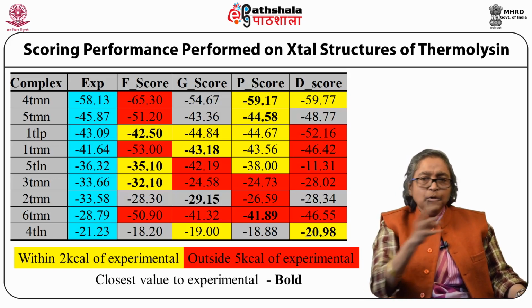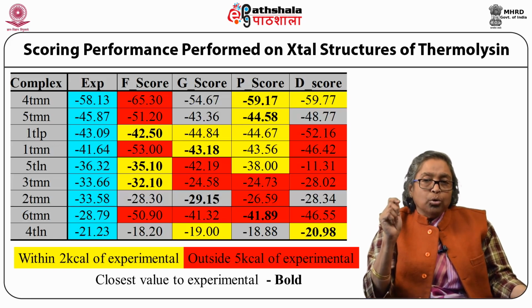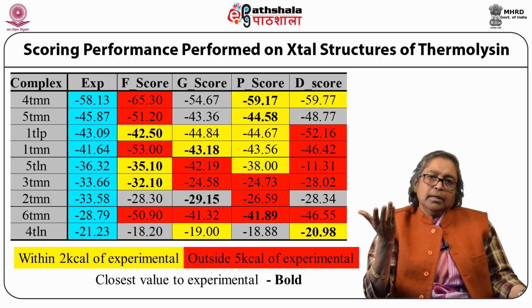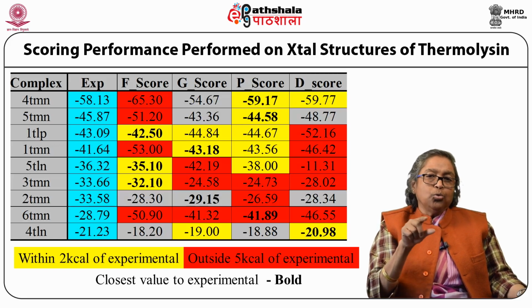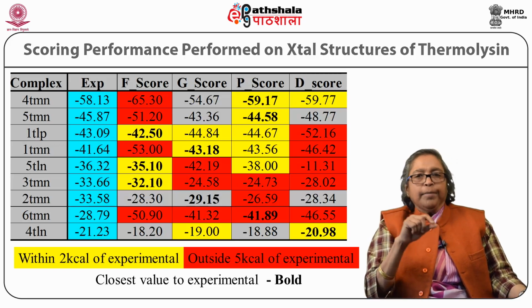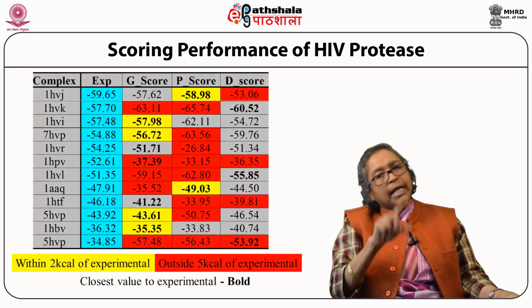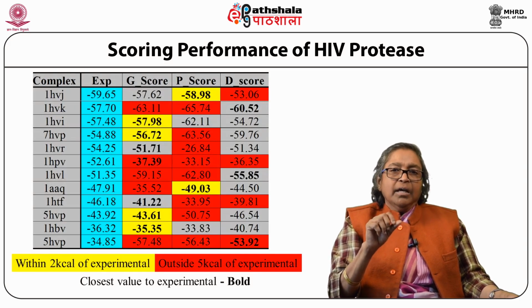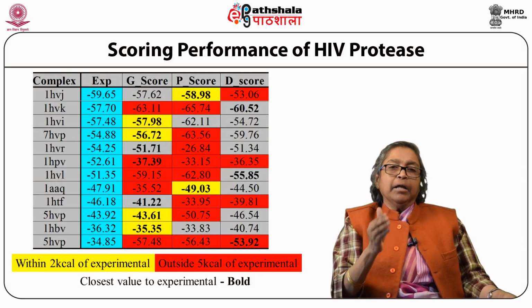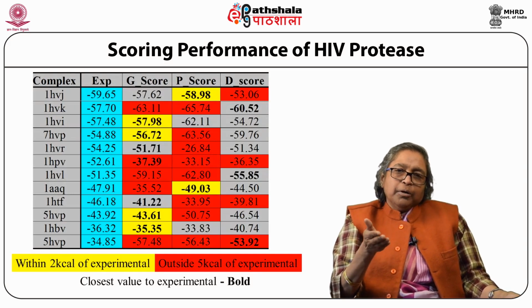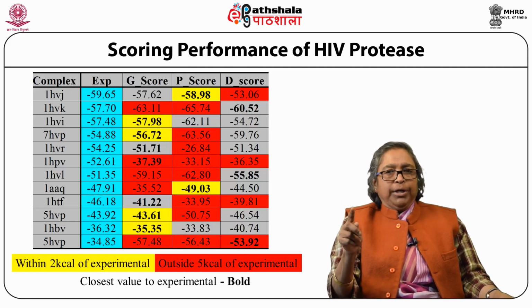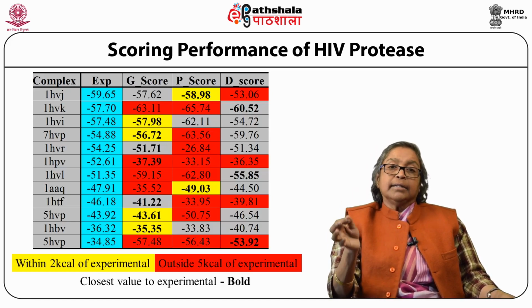So in looking at thermolysin, you would come to the conclusion maybe P-score is the best way to do it, which is PMF, which is derived from crystal structure, and you can see that the most bold colors are shown, which is nearest to the experimental. The next slide shows the same type of plot but for HIV protease. Here you can see a fairer score is done by gold score. And it's very interesting.